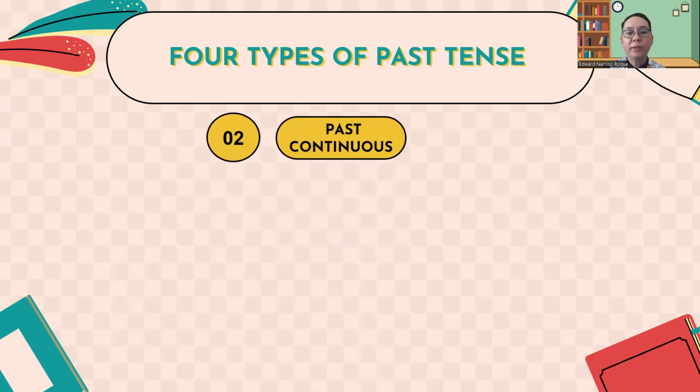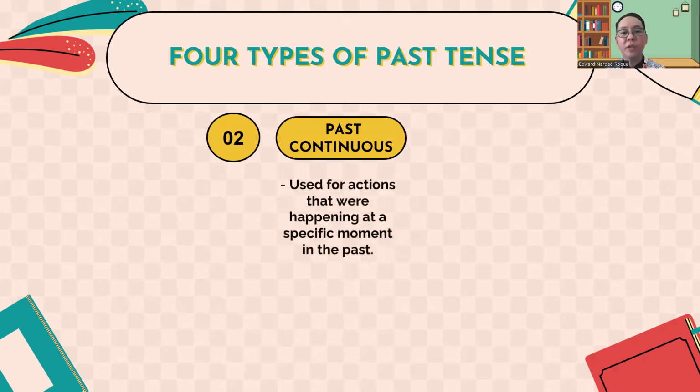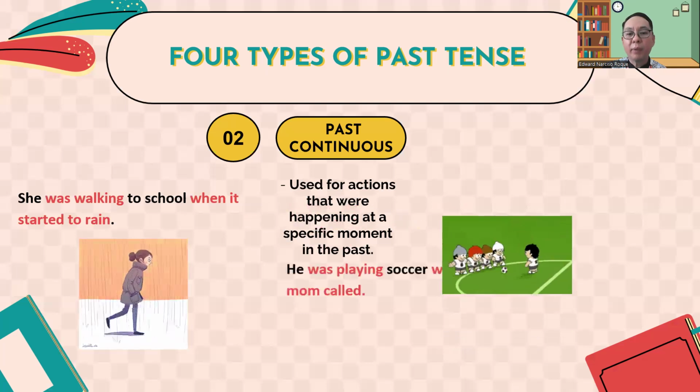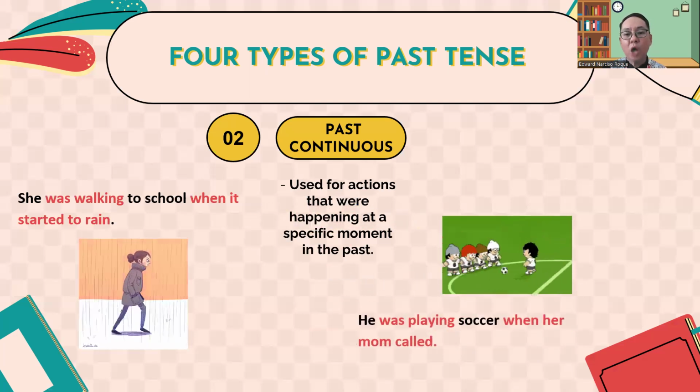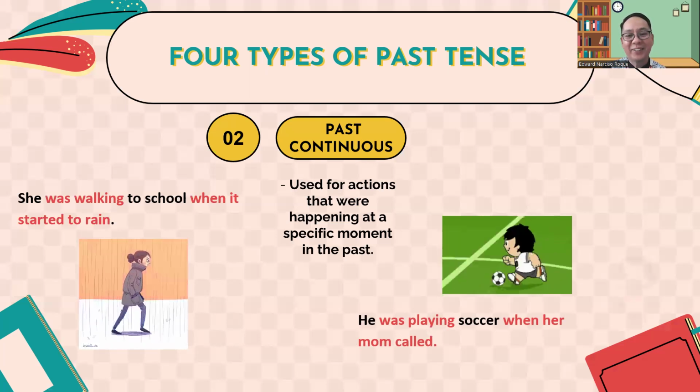The second one is the past continuous. The past continuous is used for actions that were happening at a specific moment in the past. For example, she was walking to school when it started to rain. Was walking when it started to rain. The second example is he was playing soccer when her mom called. Was playing when her mom called.